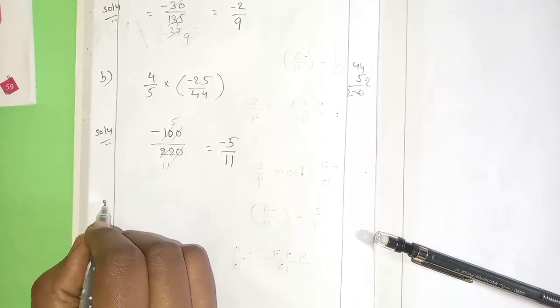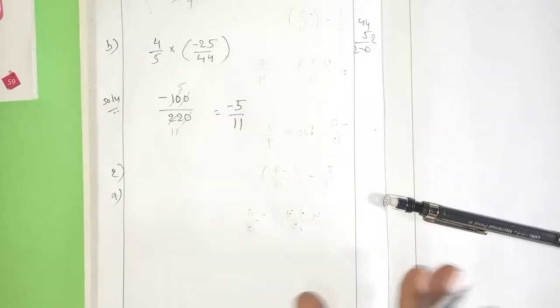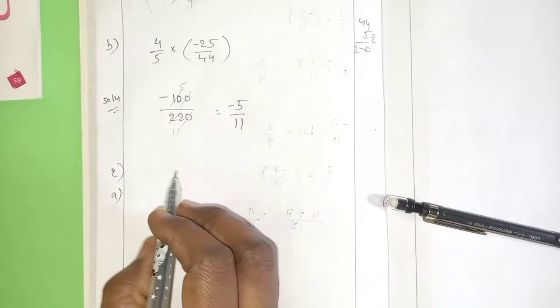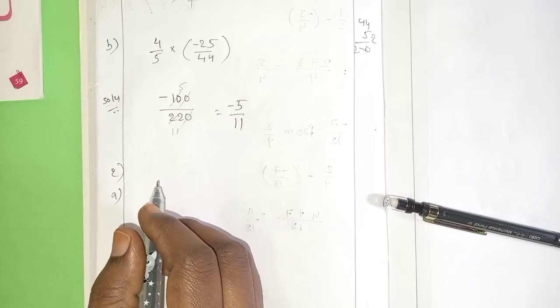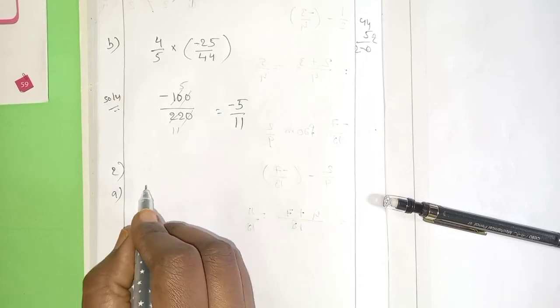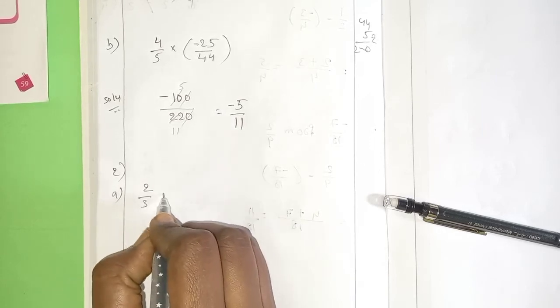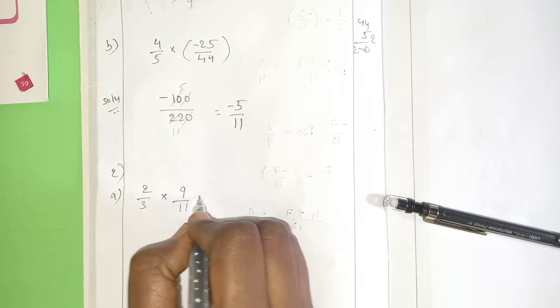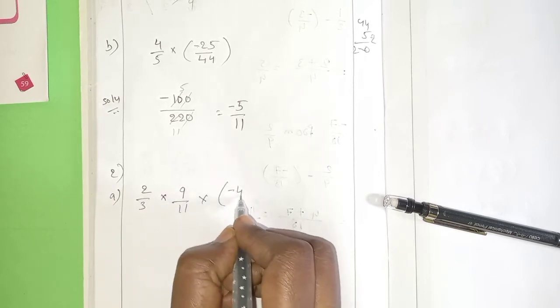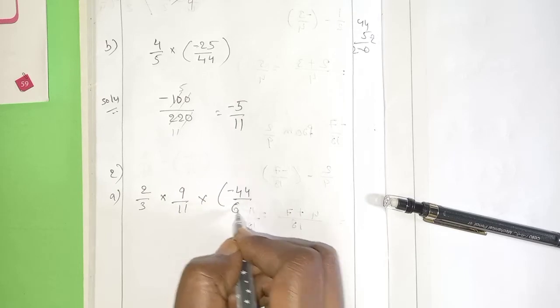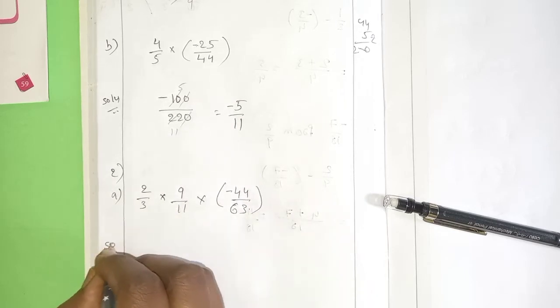Same way, second question also. Do C and D in the maths HW. Here they give 3 products: 2 by 3 into 9 by 11 into minus 44 by 63.